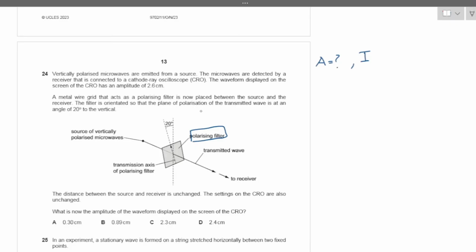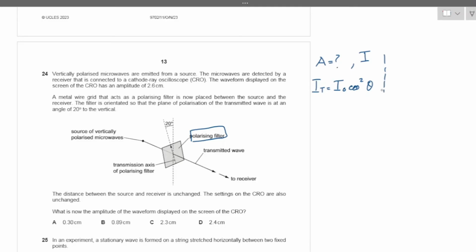Whenever you work with polarizing filters, you're always going to work with Malus's law, that is I transmitted, the intensity transmitted, is equal to the incident intensity times cos squared theta. So that is what you're going to work with. But in this case, there is no mention of intensity, but rather you have the amplitudes mentioned everywhere. Therefore, you're going to work with this equation in terms of the amplitude.